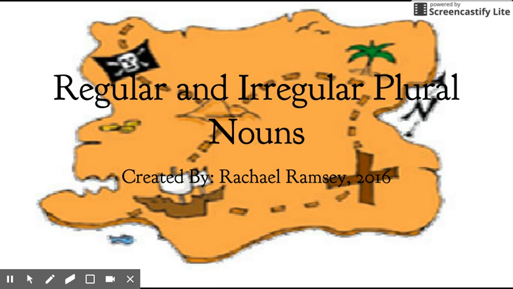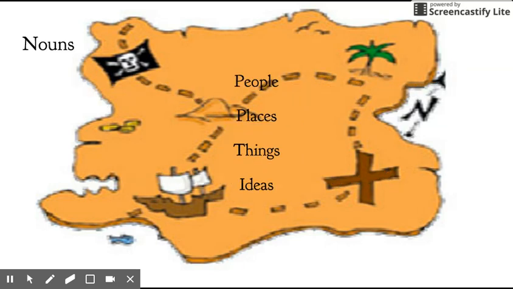We're going to be talking about regular and irregular plural nouns. So the first question is, what are nouns? They are people, places, things, or ideas. And remember, ideas are things that you really can't touch, like honesty and justice.